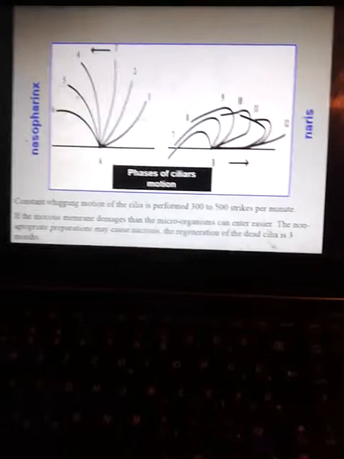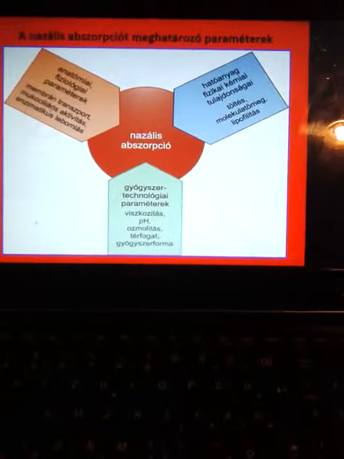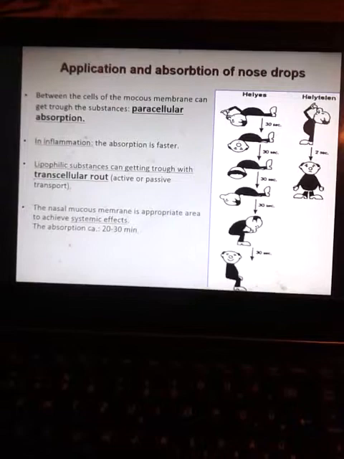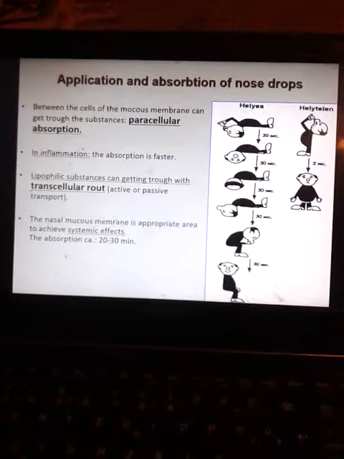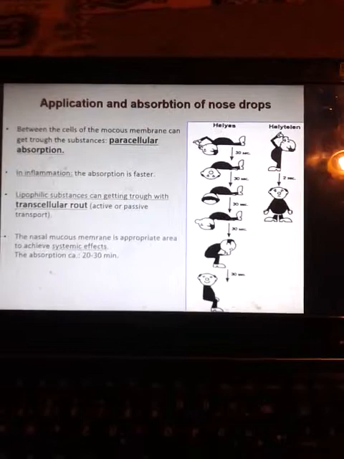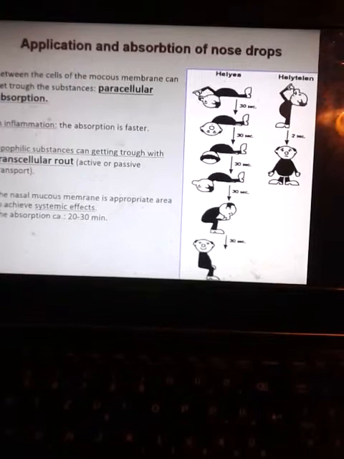Nasal absorption, application and absorption of nose drop. Between the cells of the mucous membrane, substances can get through. This is paracellular absorption. In inflammation, the absorption of nose drop is faster.